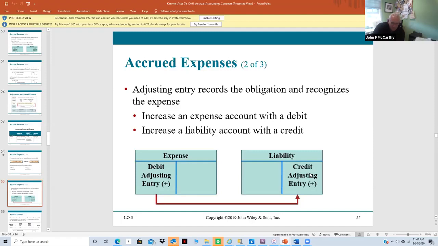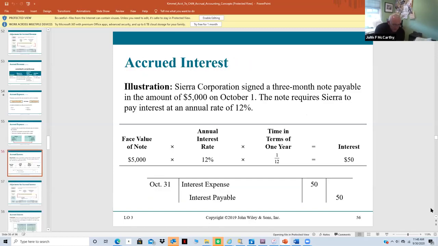What are the other ones? Could be, I don't have an electric bill in time, so I have to estimate the electric bill. So I have utility expense and utility expense payable, which would fall under the caption of accrued expenses. So here's the calculation of interest. I'll leave it there, but that's sort of self-explanatory.